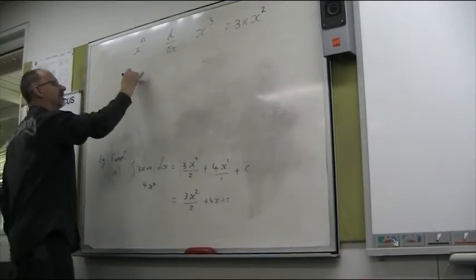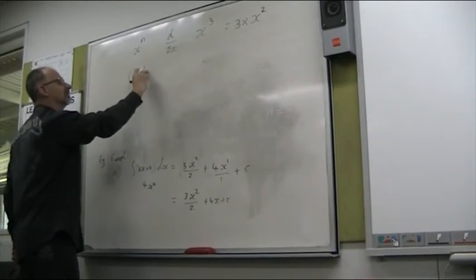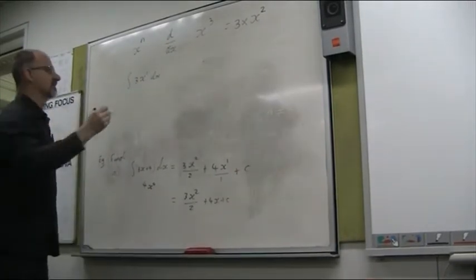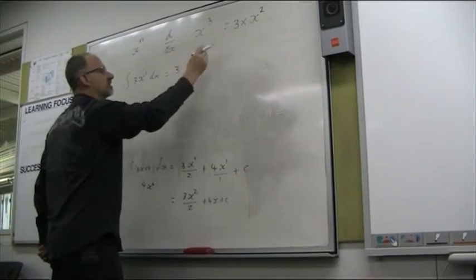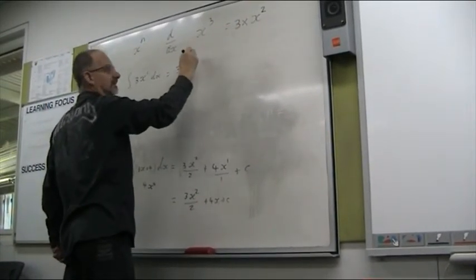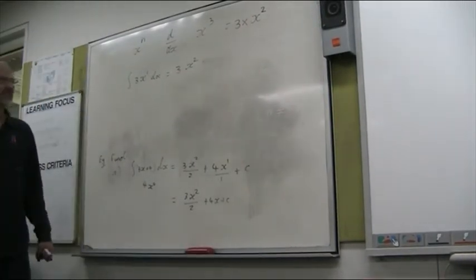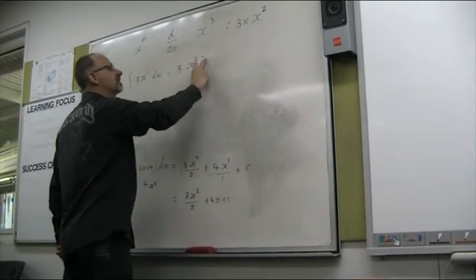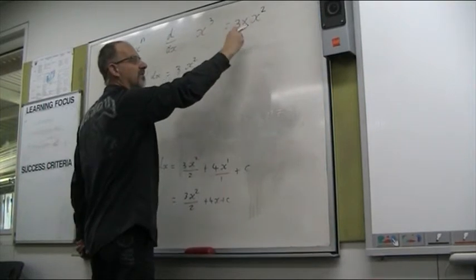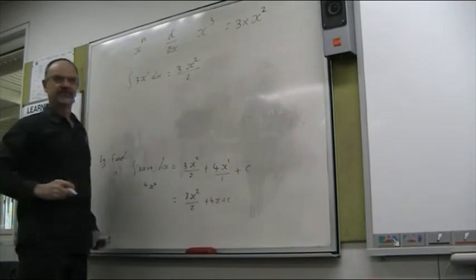So, if I'm anti-differentiating 3x, that's 3x to the 1, I've got to do the opposite. What's the opposite? The opposite to reducing the power by 1 is increasing the power by 1, and the opposite of multiplying is dividing. The opposite of multiplying by the old power is dividing by the new power.